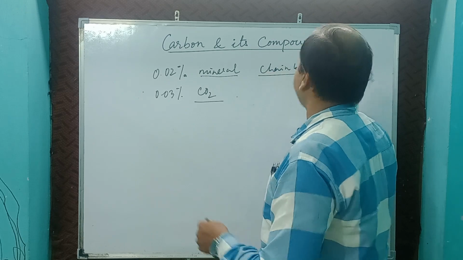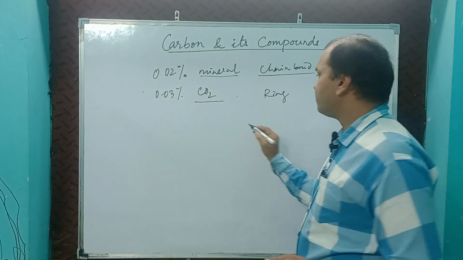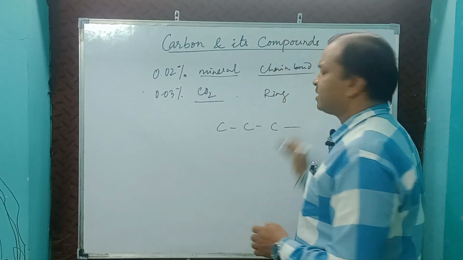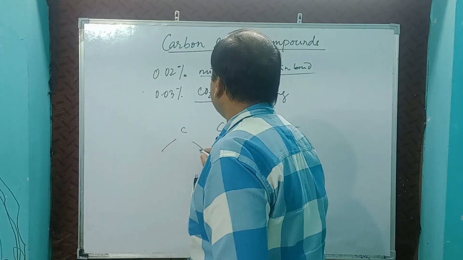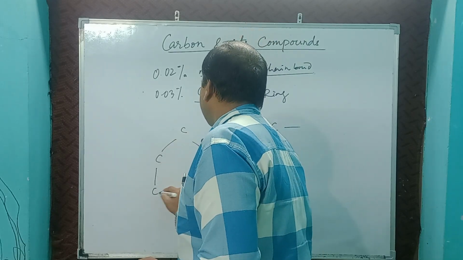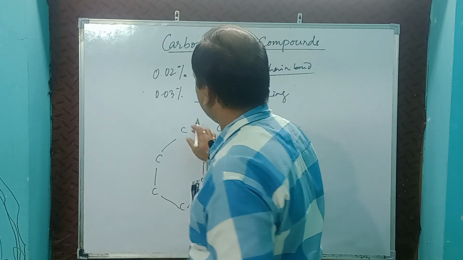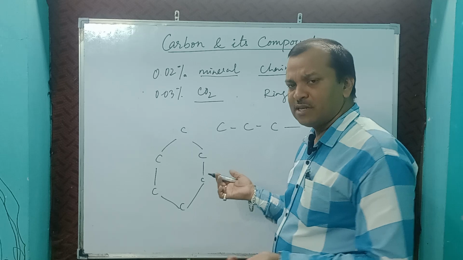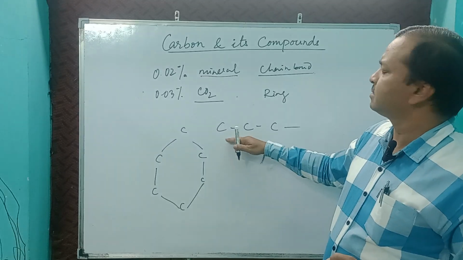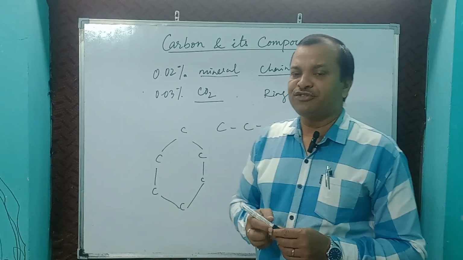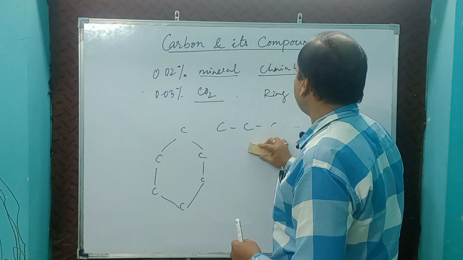The bonds can be in chain as well as ring form. What is ring form? This is chain form. This type of bond is called a chain. This type of bond is called a ring. 1, 2, 3, 4, 5, 6. Sometimes it is 5, sometimes 3, sometimes 4. It is a closed ring form. It is chain. Ring and chain. Clear?